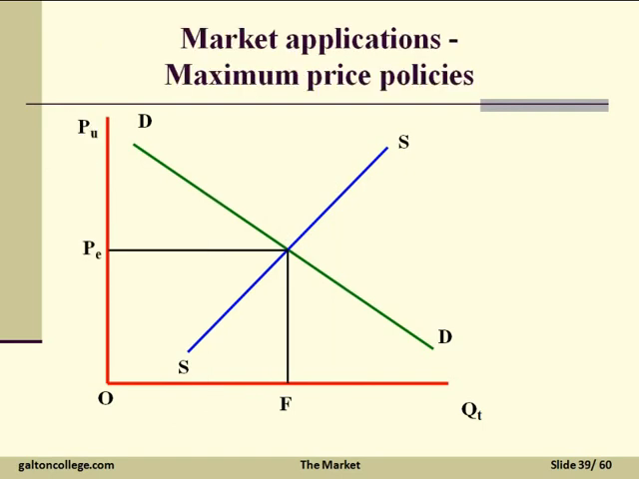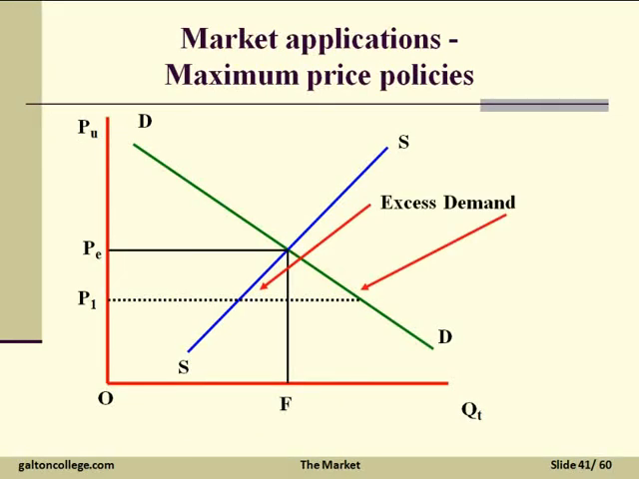You could also have a look at a maximum price policy. Let's say the government said no one's allowed to charge more than P1 for a particular good. Now in this case the demand is greater than the supply, so there's going to be excess demand equal to the difference between those 2 points as indicated. So the excess demand is OG minus OE.